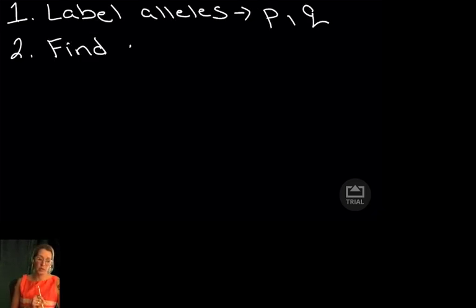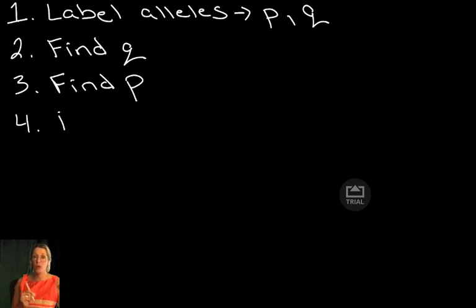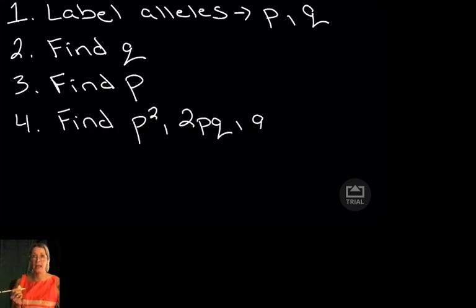So what are our steps? Our steps are label our alleles. Which one's P and which one's Q? Find Q. I can't imagine a Hardy-Weinberg problem where you will not be given the recessive phenotype or the recessive phenotype frequency. Then find P, and then you find P squared, 2PQ, and Q squared. So you label your alleles, find your allelic frequencies, find your genotypic frequencies.